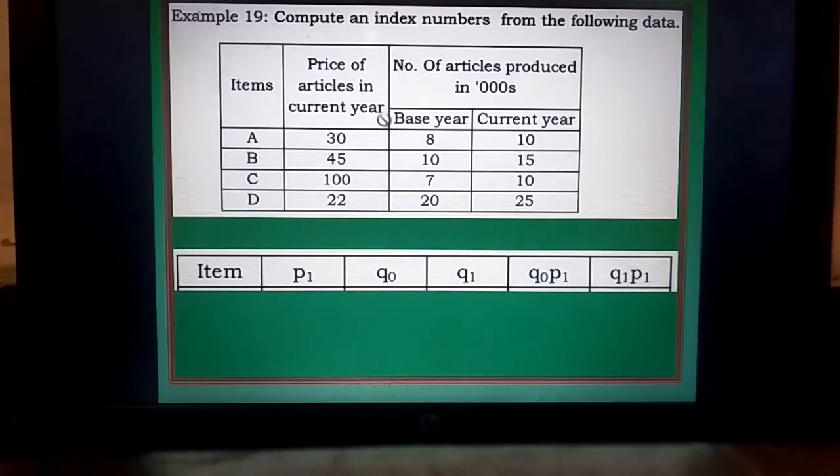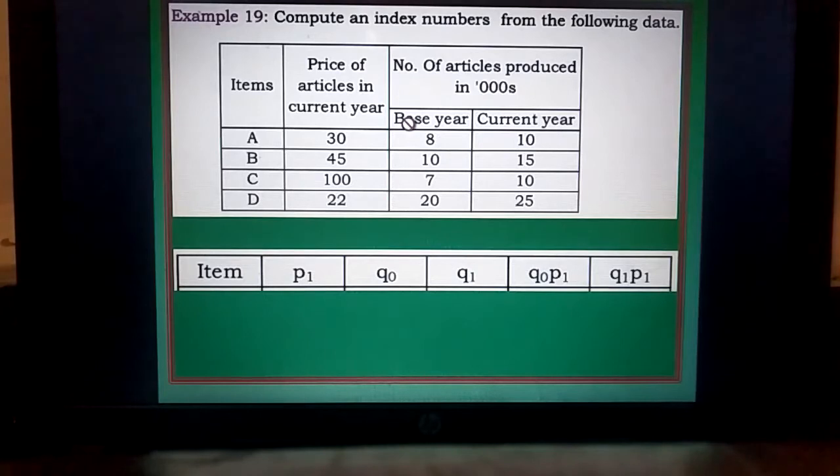Prices of articles or prices of commodities in the current year. Are you able to find out what notation is to be given? Price in the current year is nothing but P1, and the number of articles produced in terms of thousands. Once it is the number of articles produced, are they not quantities? The quantity of articles produced in thousands is given for the base year as well as the current year.